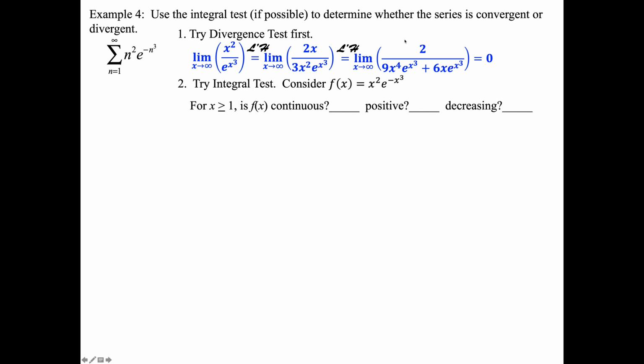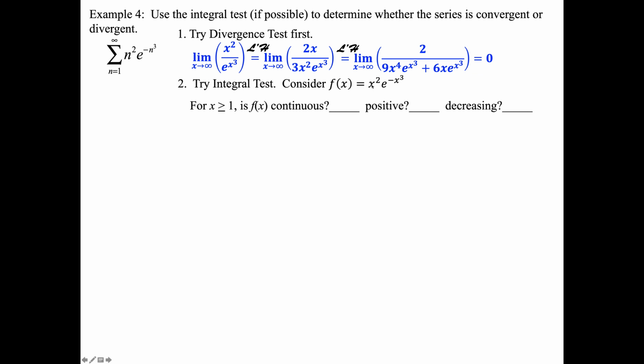Now, don't get me wrong, we could have stopped right here. You could have canceled this x with the x and x squared, and you would have had 2 over something getting bigger and bigger and bigger, which is 0. So check your simplifying before continuing on with all those L'Hopital rules. So let's check to see if we can do the integral test.